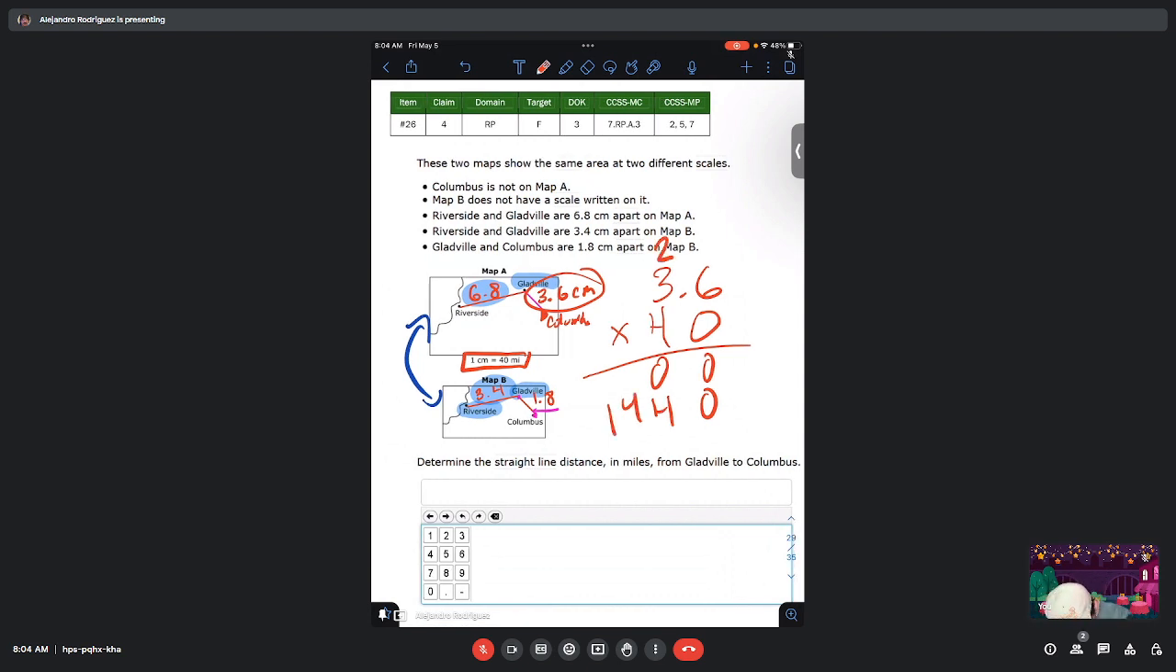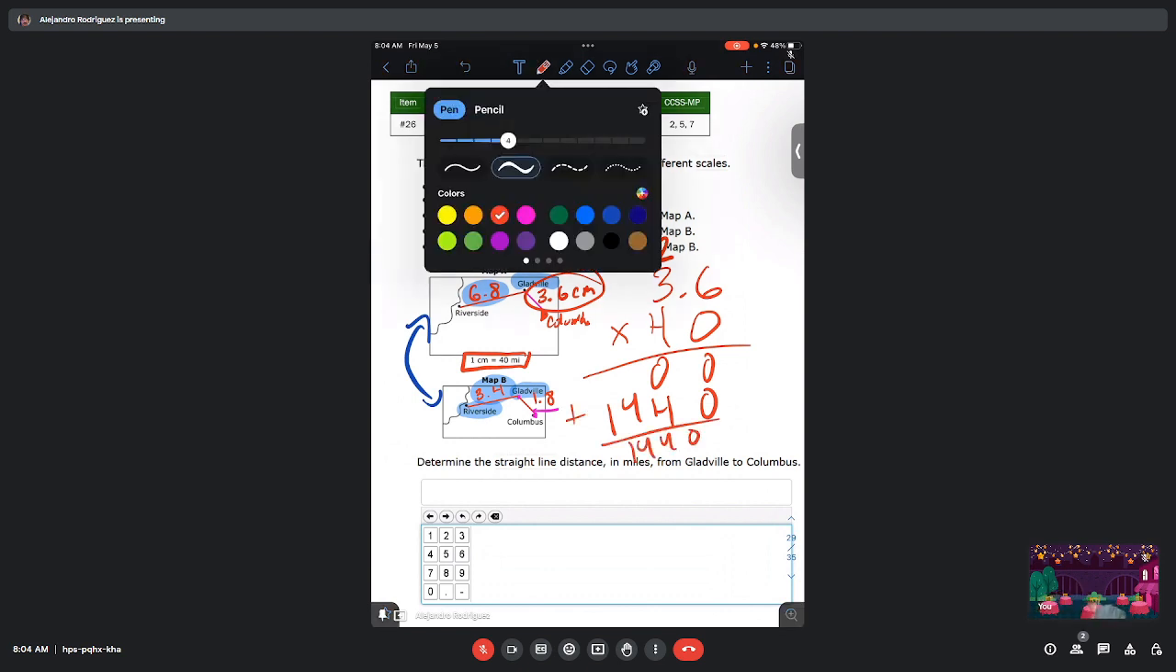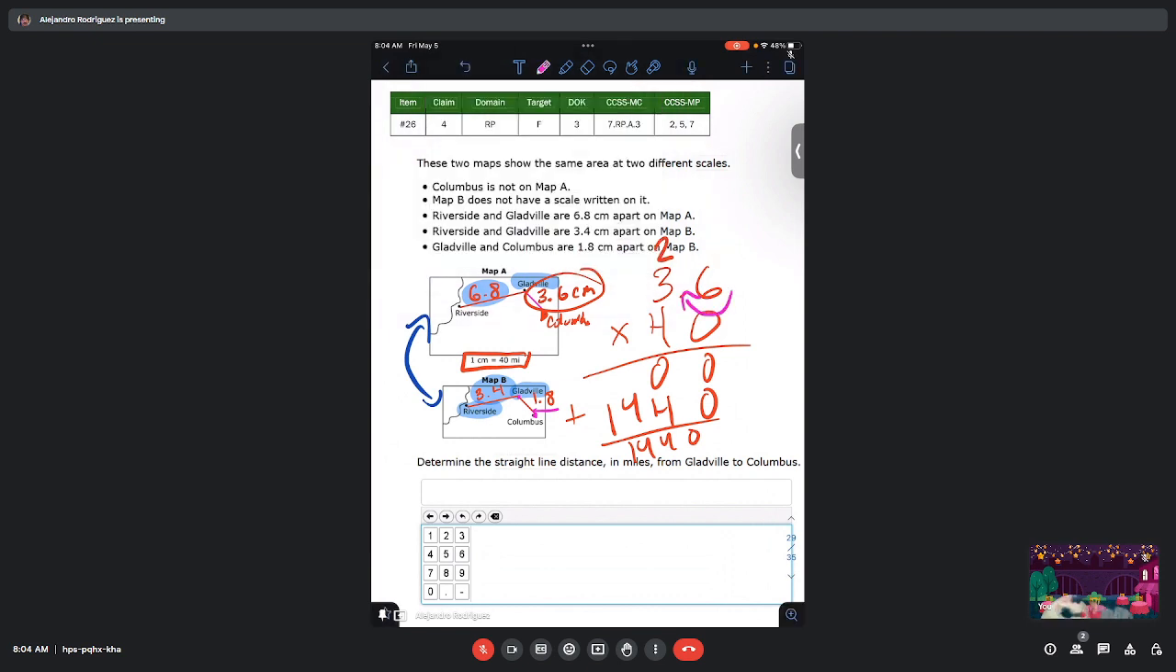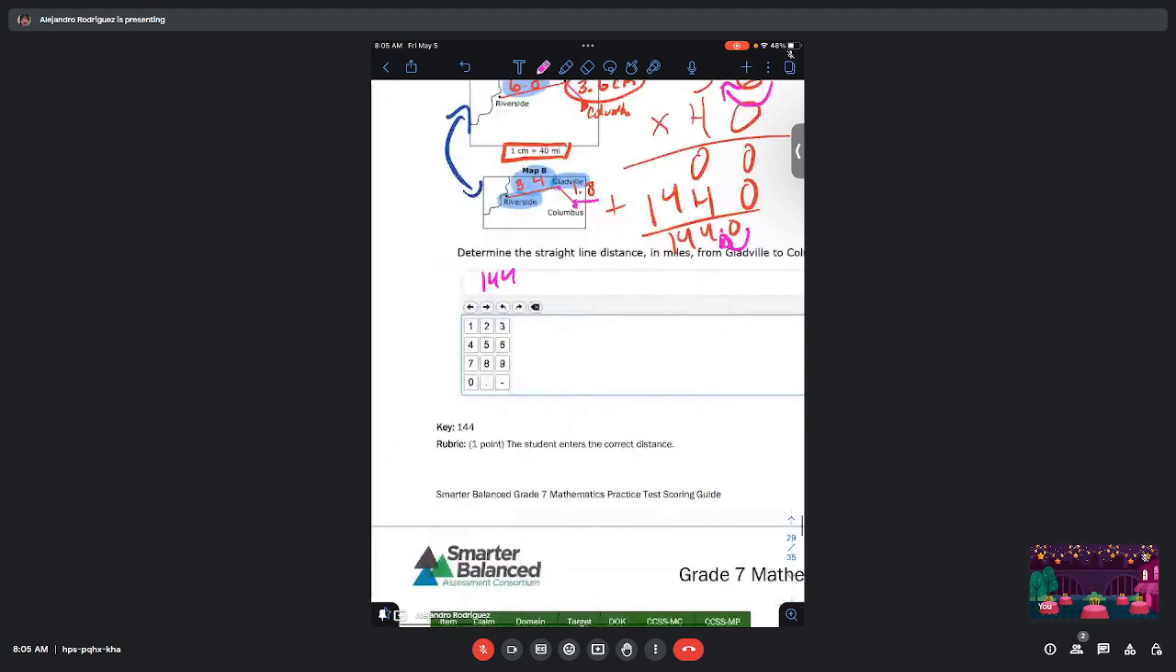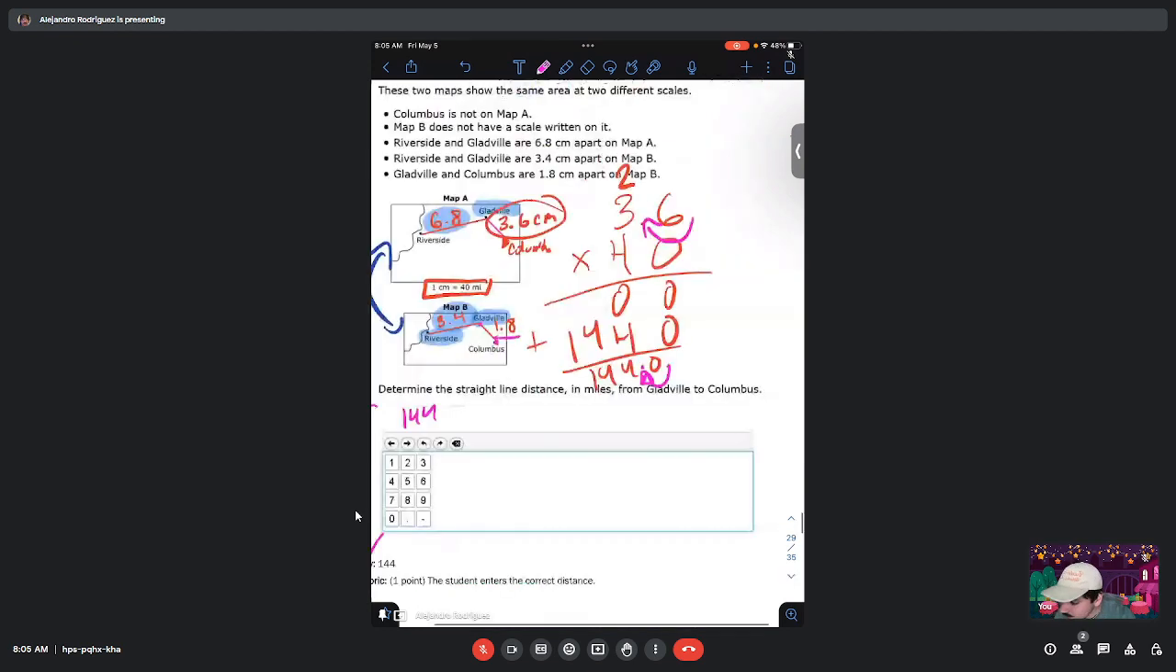So my answer is 1440, but my question has a decimal spot, so I should move my decimal one time to the left. All right, so in real life, the distance between Glendale and Columbus is 144 miles, which is what I got as an answer key. All right, so that's it. Hope that makes sense.